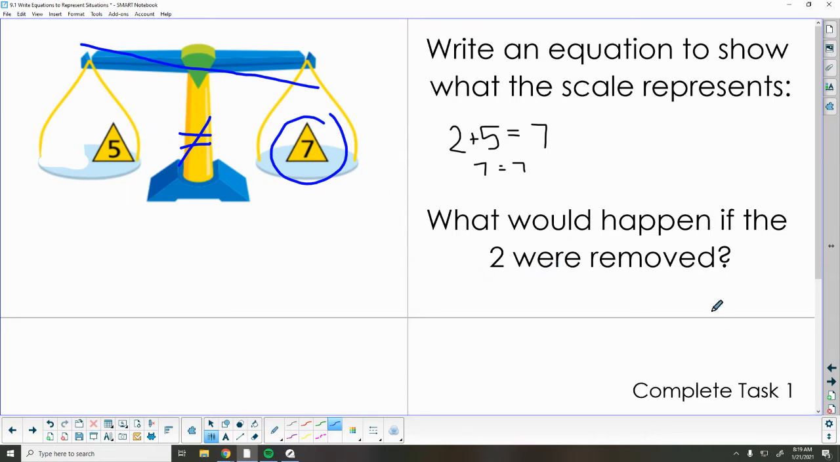So go ahead and complete everything on task 1. And then when you are ready, come back and let's do task 2.